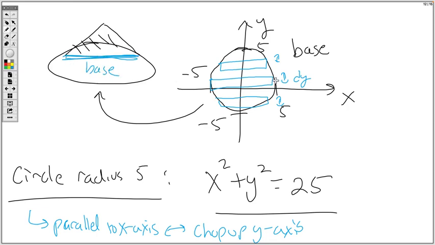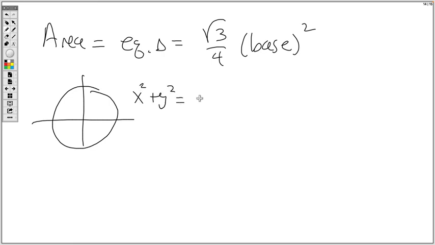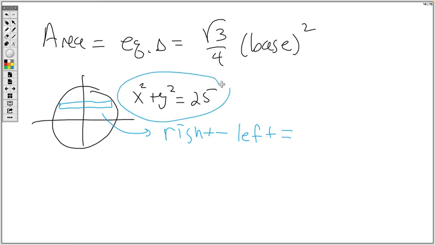We need the base now in terms of y. So I go back to my picture. This is x squared plus y squared equals 25. I've got to figure out how long that is, right? So I think back to what I did yesterday. If we're chopping up the y-axis, you turn your head sideways. Instead of taking the top minus the bottom, we take the what minus the what? Take the right minus the left. So what's that in this case? Well, I got to take this equation and solve it for x as a function of y.